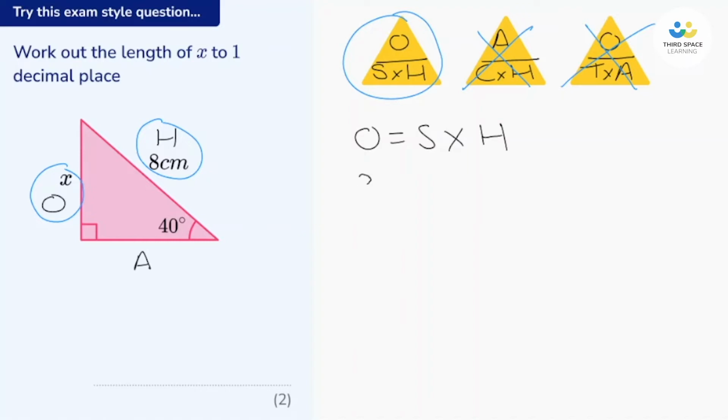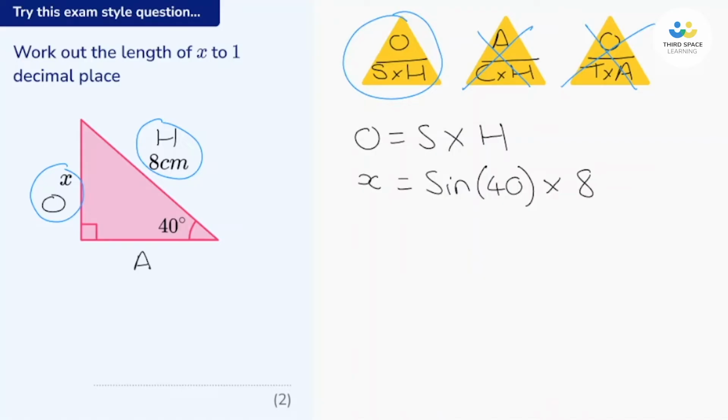O is actually X. S is actually sine, and it's always sine of the angle, and the angle here is 40, so 40 in there. And we're going to multiply that by the hypotenuse, which is 8. So let's put that straight into the calculator. So sine of 40 multiplied by 8.